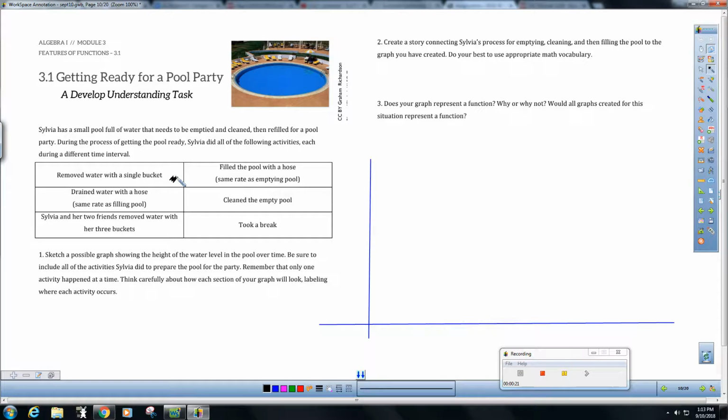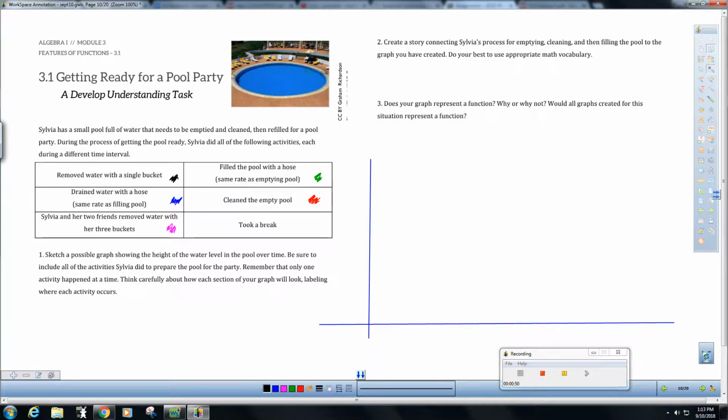All right, so what I'm going to do is color code these things. Each color that I'm touching on will correspond to the activity that's going on during this color period. And then we're going to need a different color for take a break, so we'll do that one last. So Sylvia is draining her pool. Then she's going to clean her pool. And then she's going to take a break. Okay?